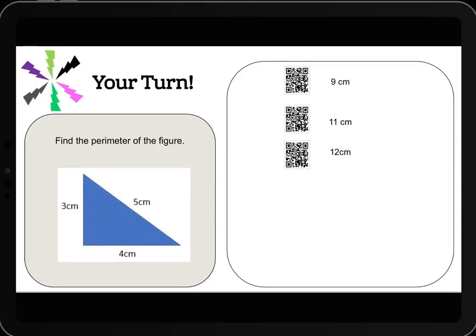So pause the video and see if you can come up with the perimeter of this figure. So this one's even easier. It's just a triangle, and we look at the perimeter of the triangle as the sum of all the sides. So 3 plus 4 plus 5 is going to be 12 centimeters. So we have 12 centimeters for our answer. So that third option is the answer to the question.